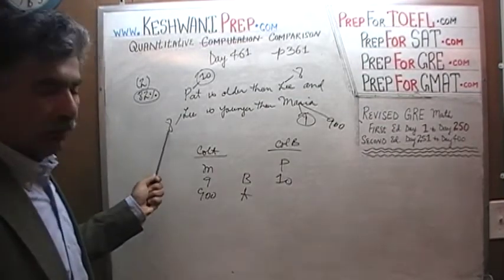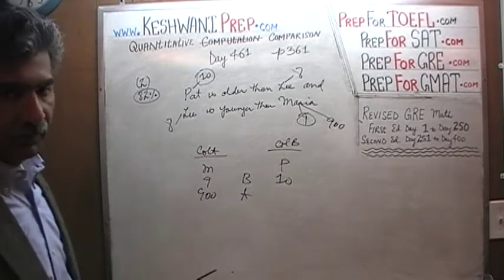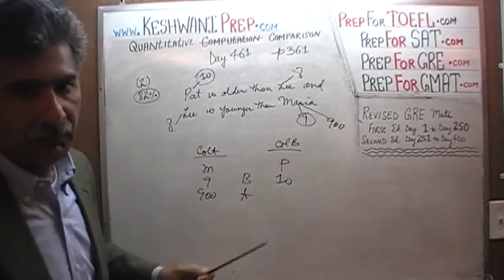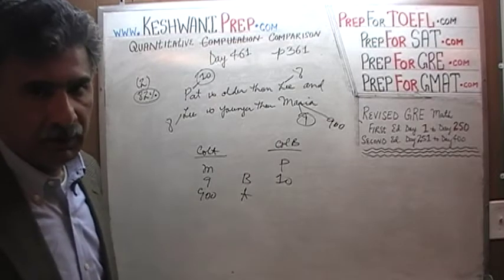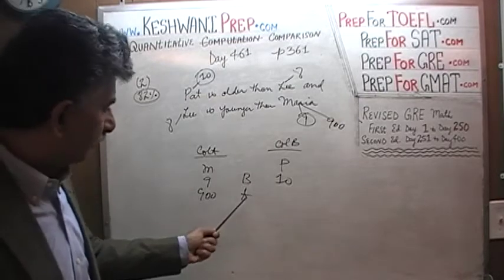All we know is that whatever Lee's age is, here we plug in 8 for that, so we know that Maria cannot be 8. Maria has to be more than 8. Maria could be 88. Maria could be 8,000. We do not know. The answer is D.